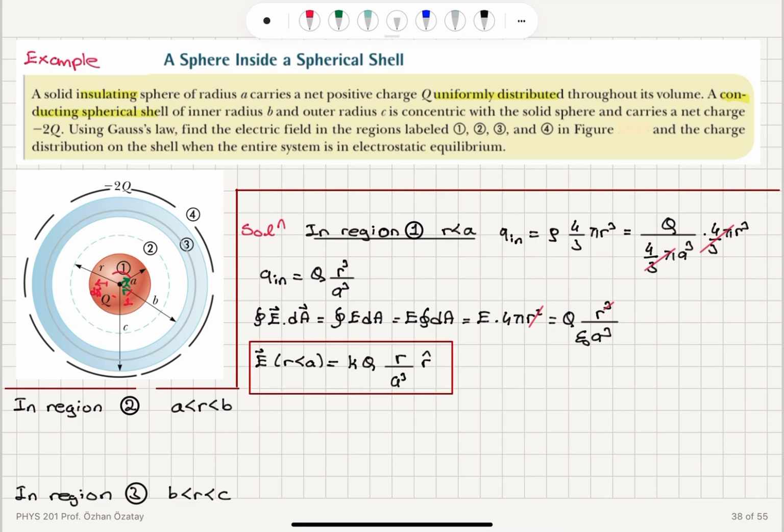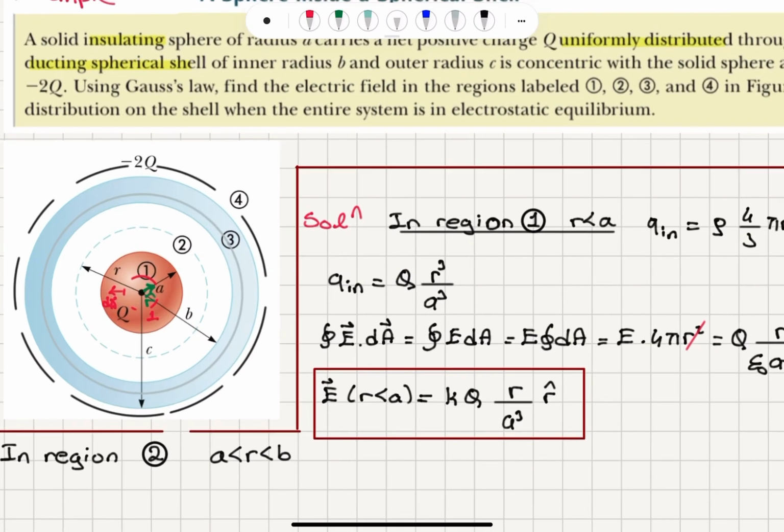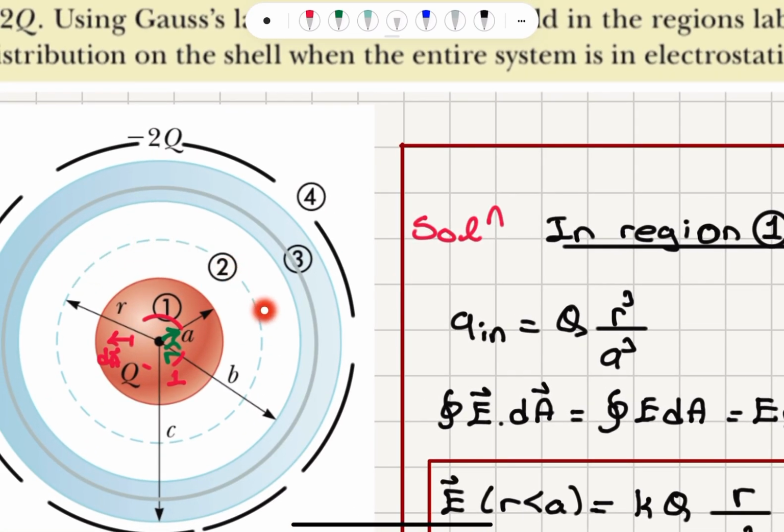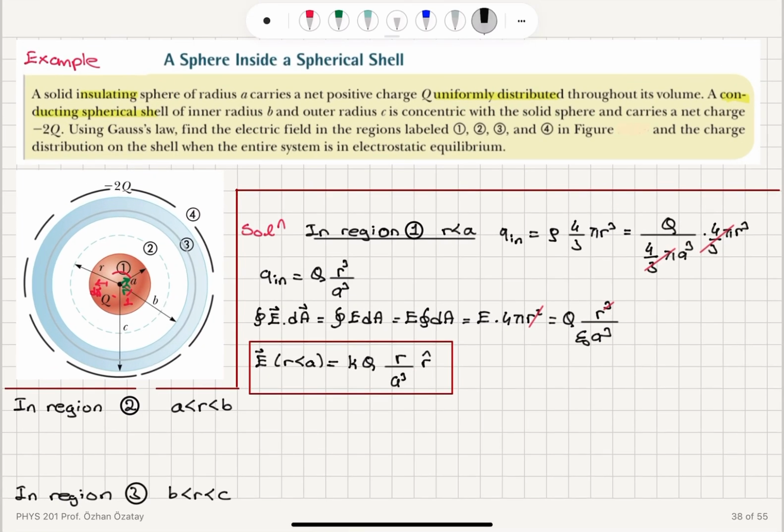All right, so let's move on to region 2. Region 2 is in between the conducting shell and the insulating sphere, and this has a charge enclosed inside, which is Q. So in region 2 we have r between a and b. The charge inside is just Q. So we can write Gauss's law. The total flux E dot dA in this closed surface is basically the same thing here.